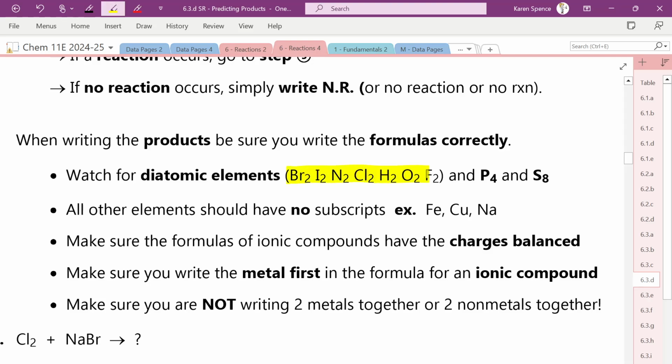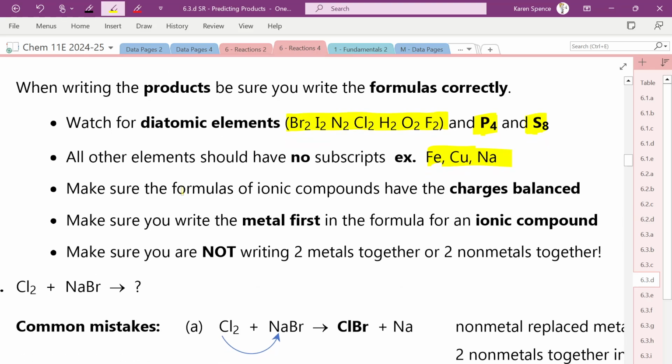you need to make sure if you have a diatomic element, you write it as 2. If you have P, it's P4. If you have S, it's S8. All your other elements will have no subscripts. So just like iron, copper, sodium, just nothing.